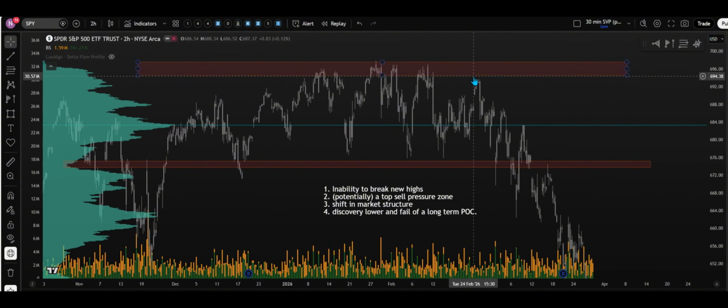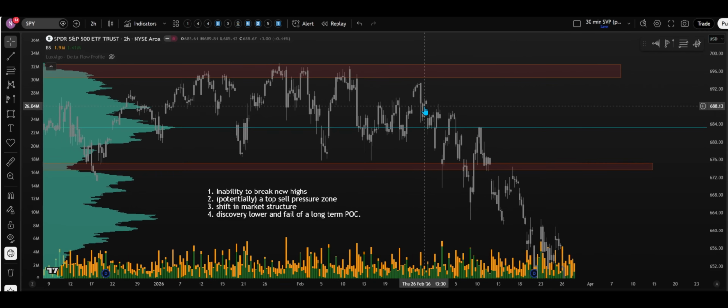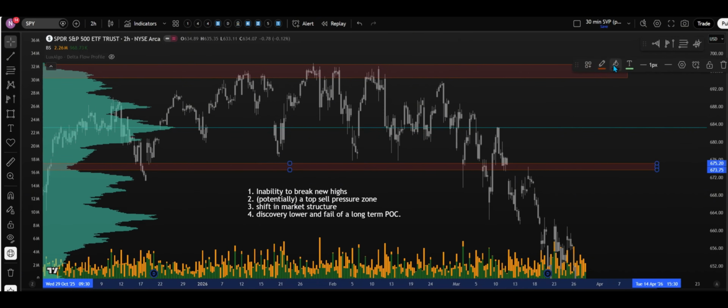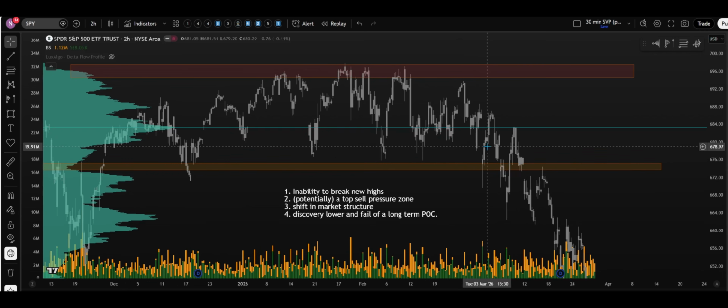Now, what happens right after this? We have a move down, it struggles to get back up and potentially rejects this day's point of control, and then we have an insane gap down. This is the first time the market has come below this low volume node gap. Let's make that a different color. So this is our first day it comes down below that. Price pushes back up, comes back down, and then fully breaks down below this low volume node gap.